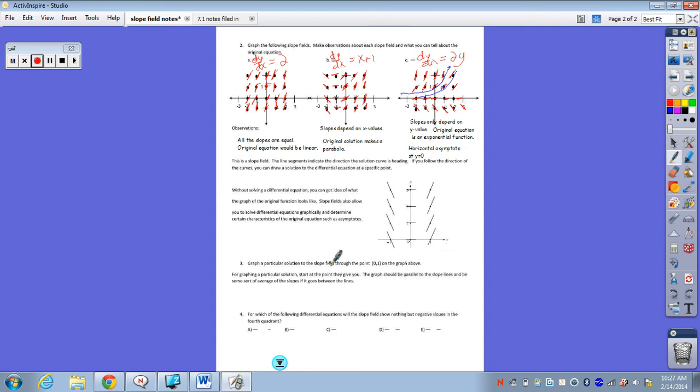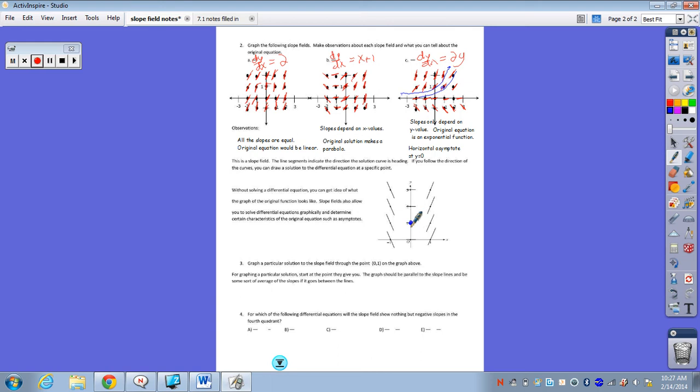So if we look at number 3, it says graph a particular solution to the slope field through the point 0, 1. So I'm going to start at 0, 1, which is here. And what it says is for graphing a particular solution, we start at the point they gave you, which is 0, 1. And the graph should be parallel to the slope lines and be some sort of average of the slopes if it goes between the lines. And the goal is not to hit every slope. Okay, you don't have to hit them.